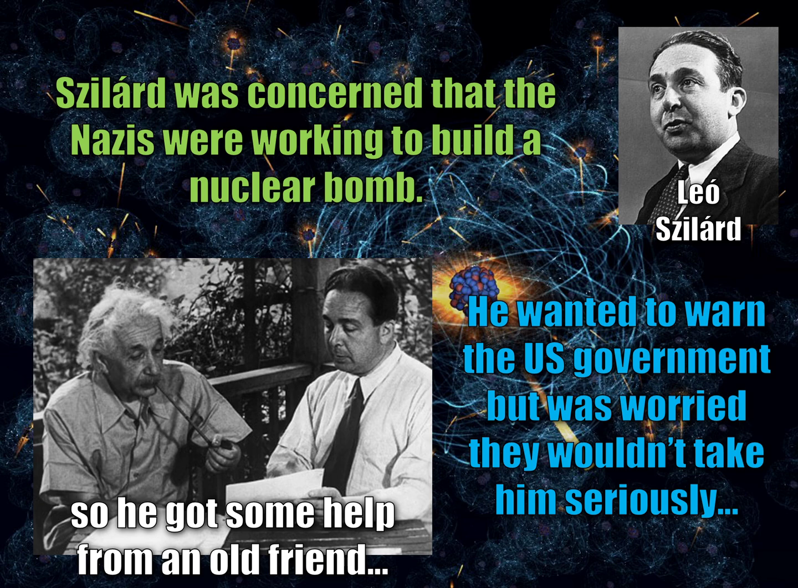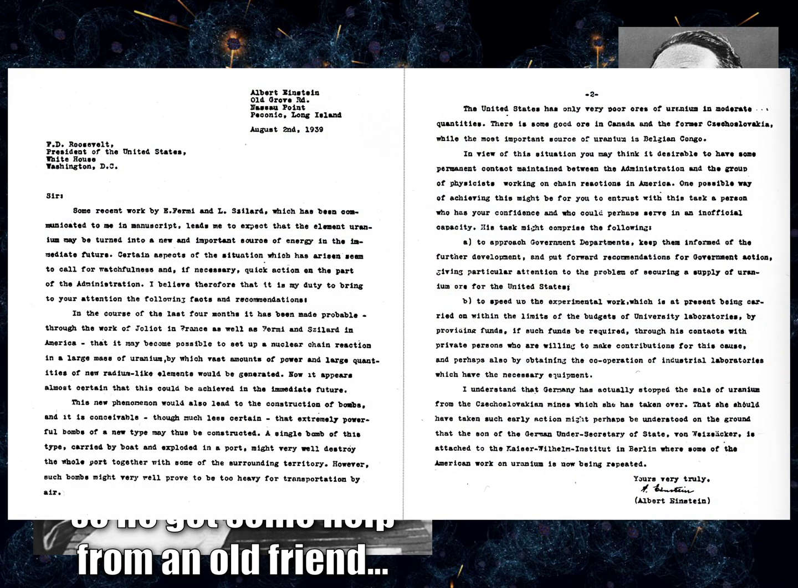And he asked Einstein to look over the research that he and Fermi had conducted on nuclear chain reactions. And so he asked Einstein if he would review this research and then forward his opinion, his views, to the United States government. And that's exactly what Albert Einstein did. This is the letter that Einstein wrote August 2nd, 1939, addressed to F.D. Roosevelt, the President of the United States. And he just discussed the research that was brought to his attention. So he says, some recent work by Fermi and Szilard has been communicated to me in manuscript.